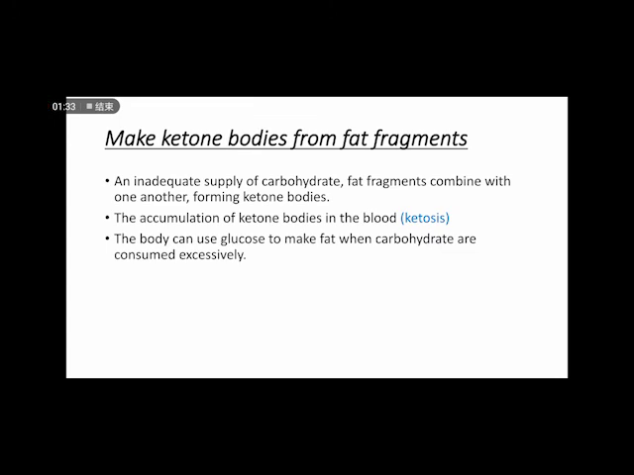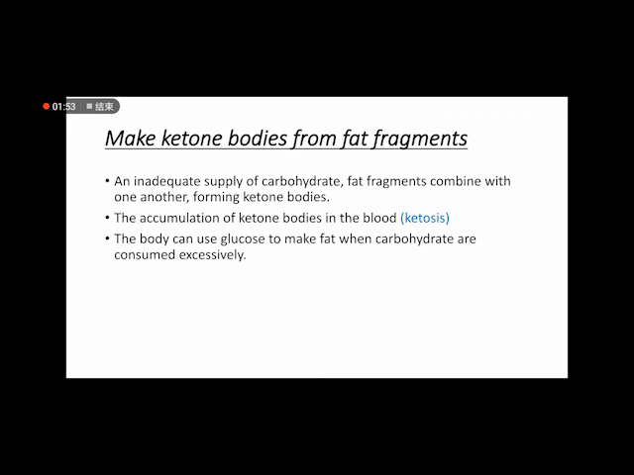Making ketone bodies from fat fragments: with an inadequate supply of carbohydrate, fat fragments combine with one another, forming ketone bodies. The accumulation of ketone bodies in the blood is called ketosis. The body can also use glucose to make fat when carbohydrates are consumed excessively.